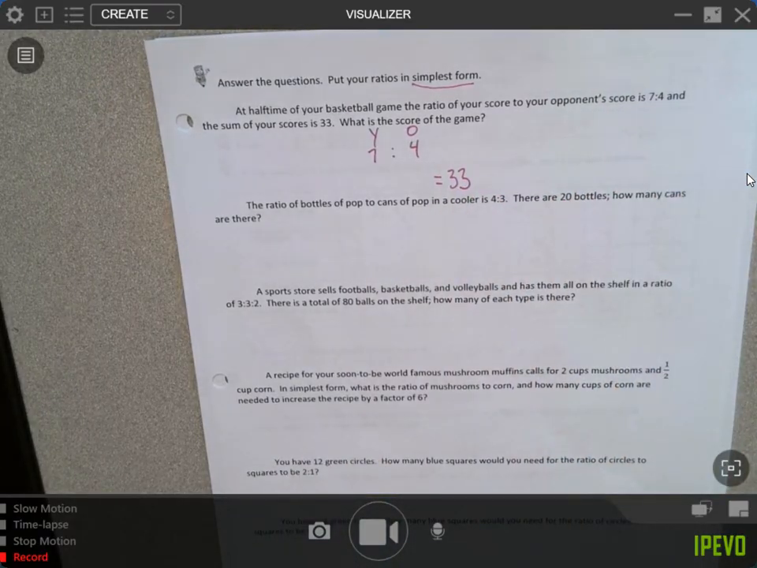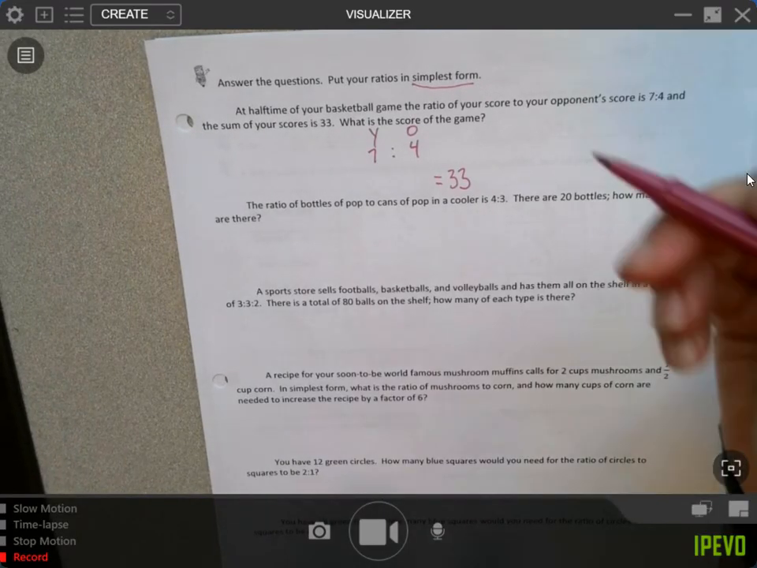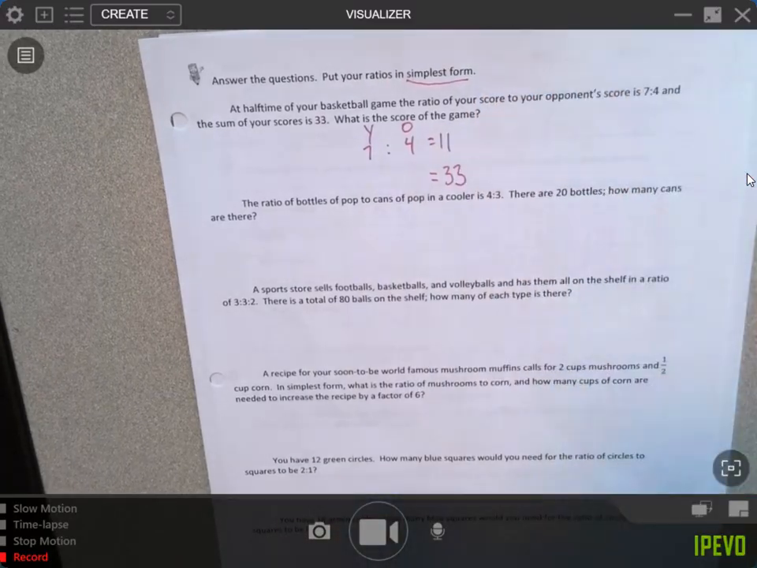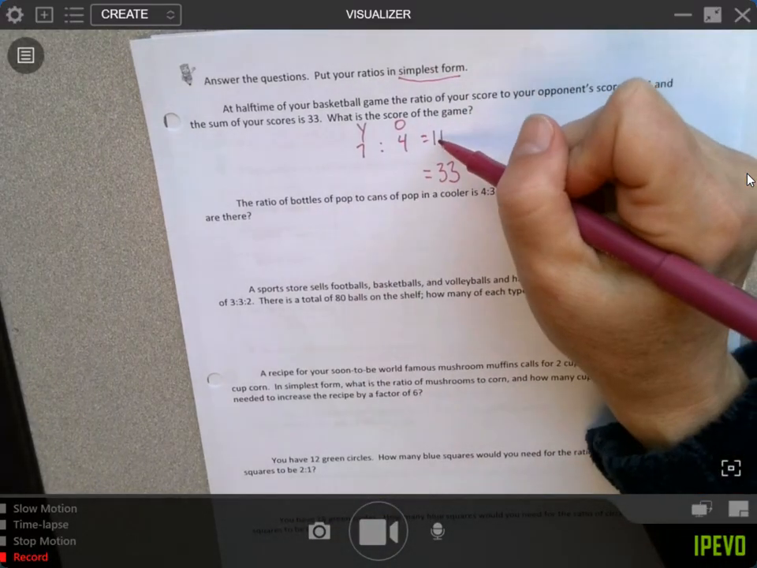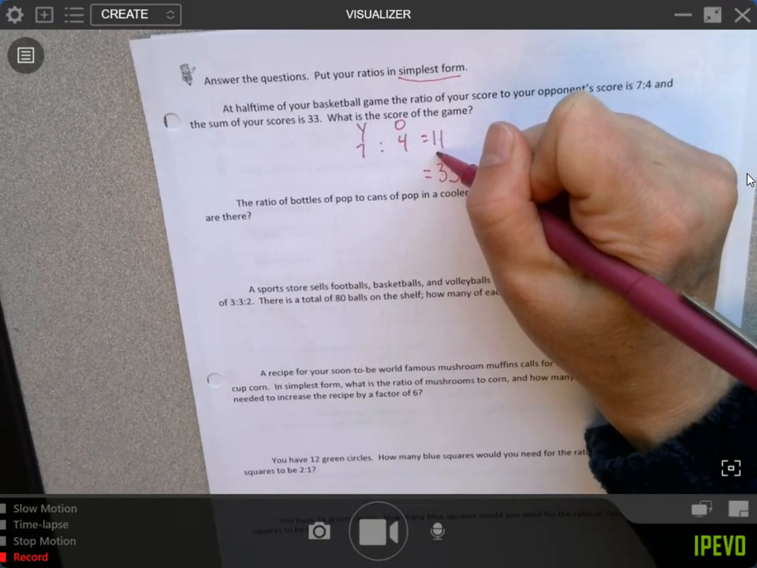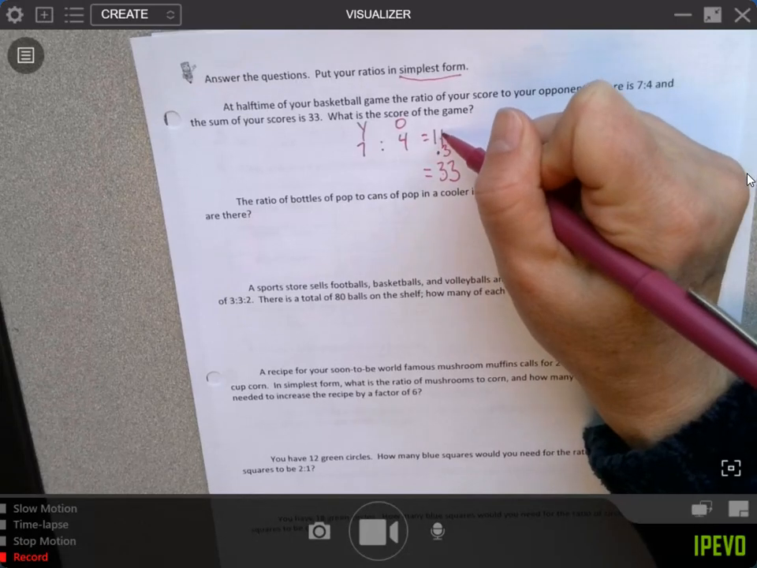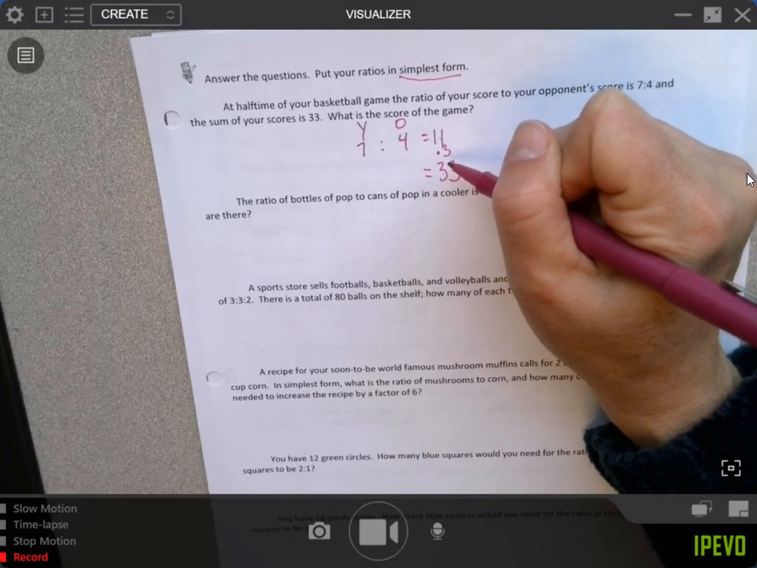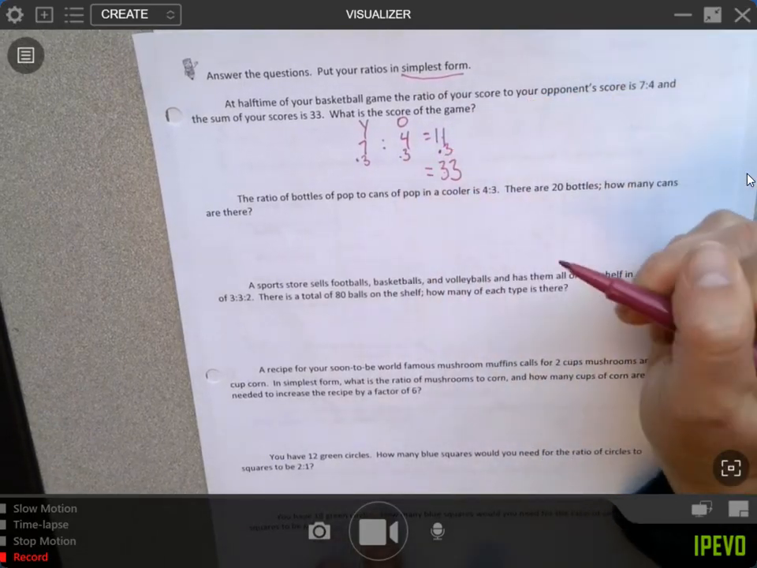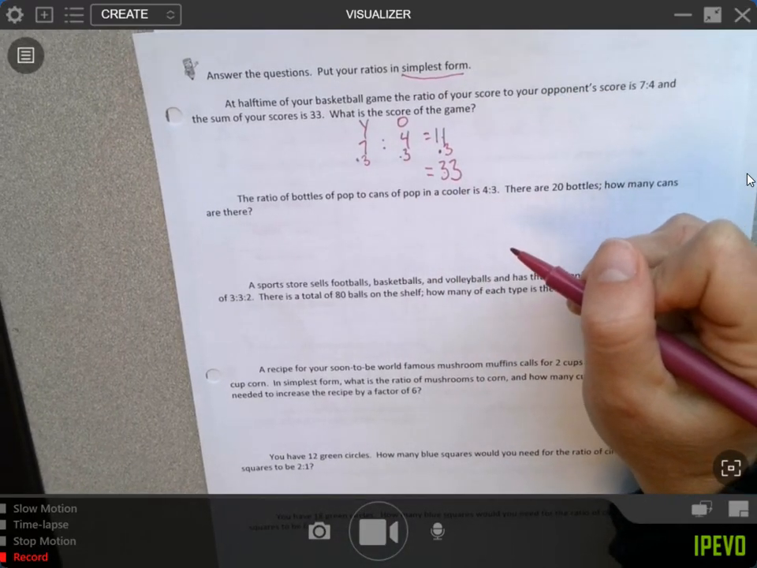Well, what does 7 plus 4 equal, David? 11, and if you multiply by 4. So if we add 7 plus 4, we see there's 11. To go from 11 to 33, what do we have to multiply by, David? It's multiplied by 3. So whatever I multiplied over here by, I have to multiply over here by the same scale factor. So what's your score going to be?